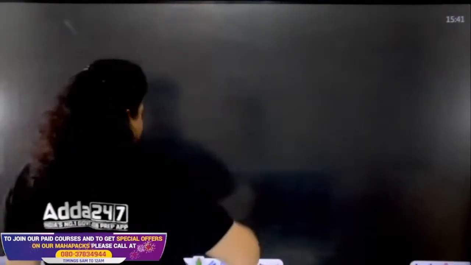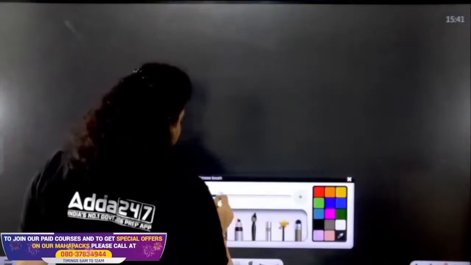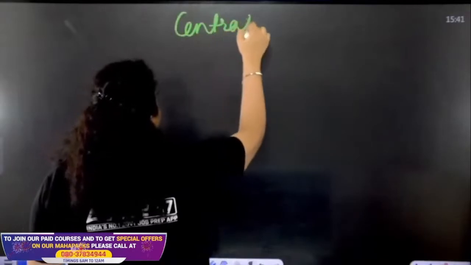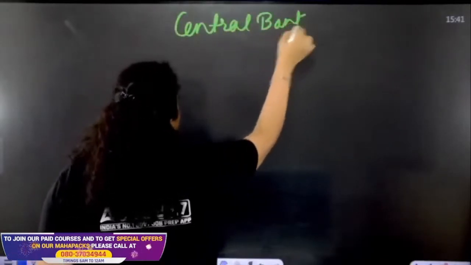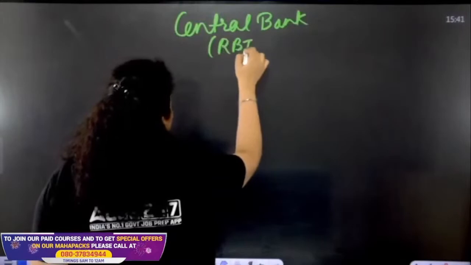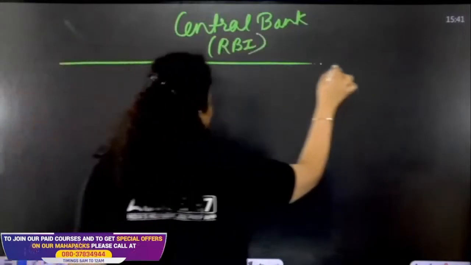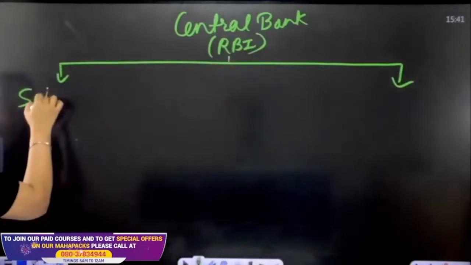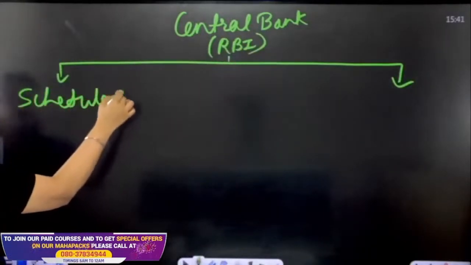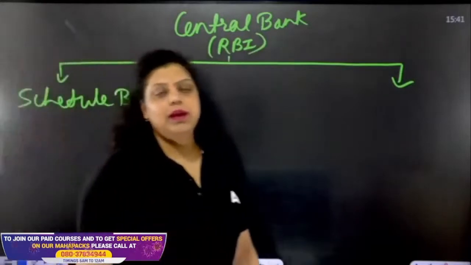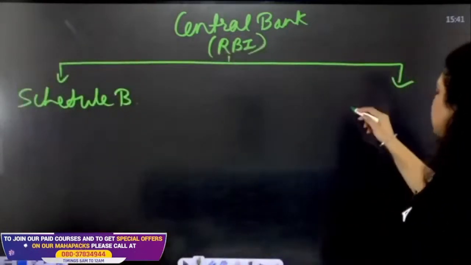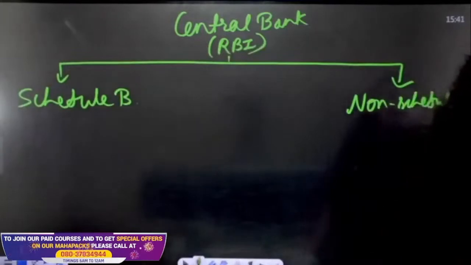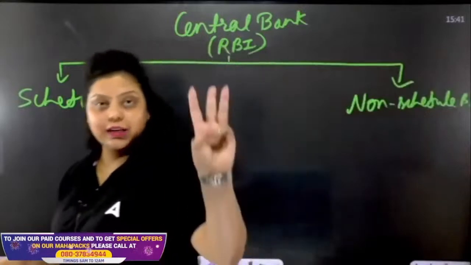And if I talk about the banks in India, first of all, we have the central bank of our country, and the central bank of our country is RBI. Who is the central bank? The central bank of the country is the Reserve Bank of India. RBI has divided the banks in India into 2 categories. The first is scheduled banks: those banks that are listed in the second schedule of the RBI Act 1934. And the second category is non-scheduled banks.